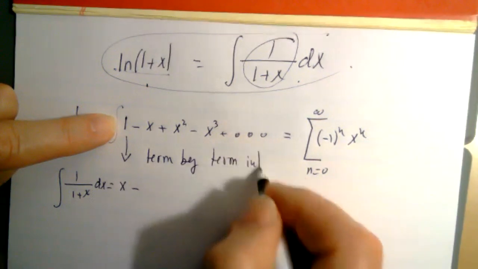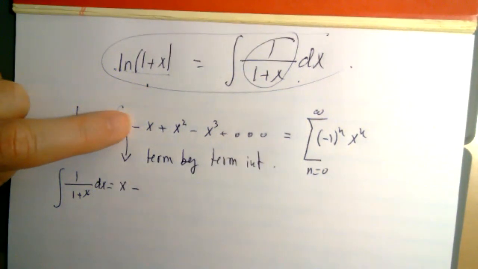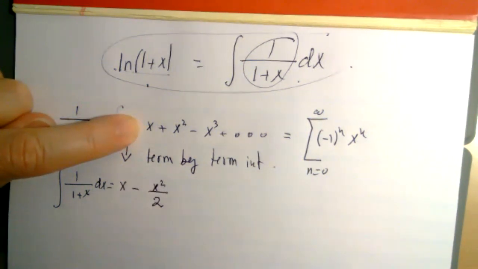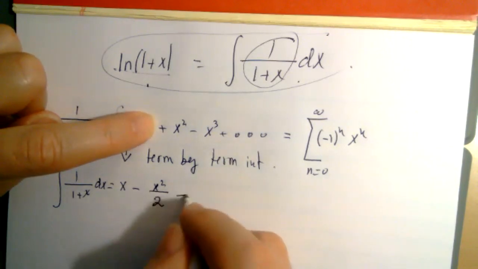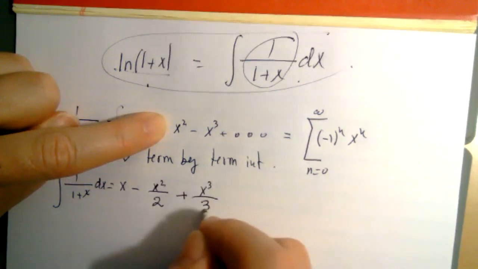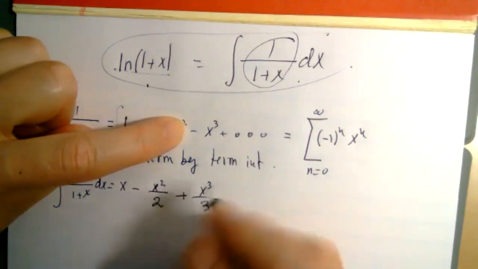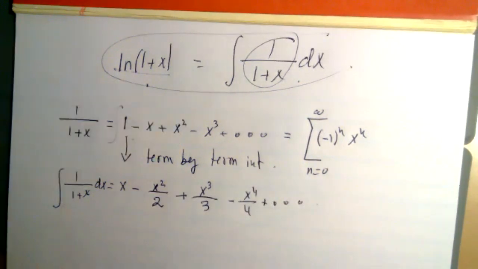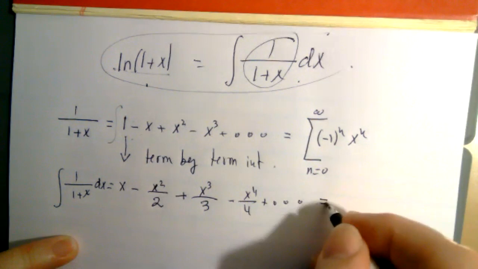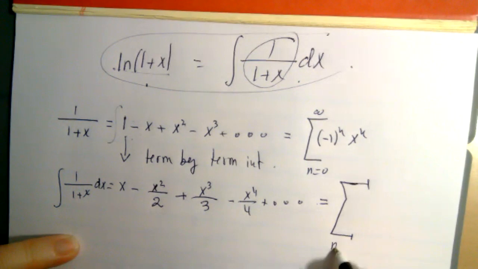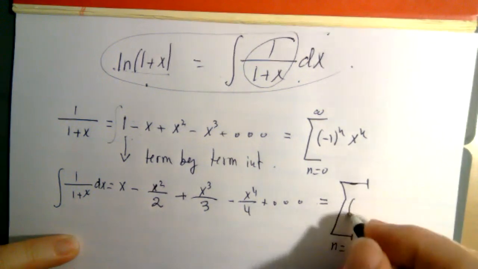Term-by-term integration. Minus. The antiderivative of x is x squared over 2. Plus the antiderivative of x squared, x cubed over 3, minus x to the 4 over 4, plus etc. So that's it. Now let's be a little bit more ambitious and let's see in sigma notation what this is going to become.